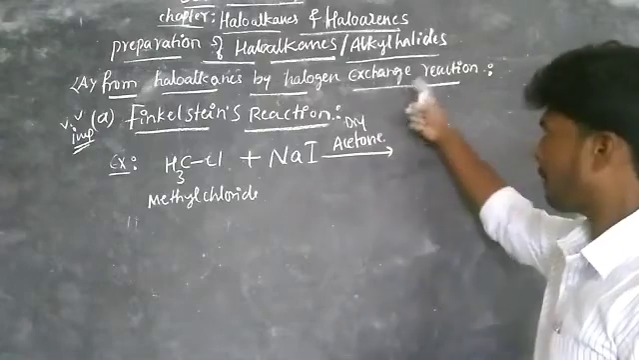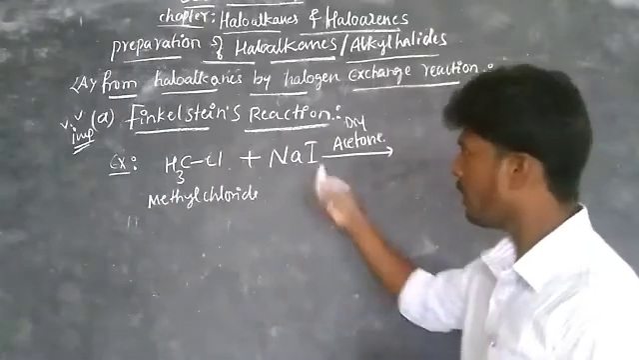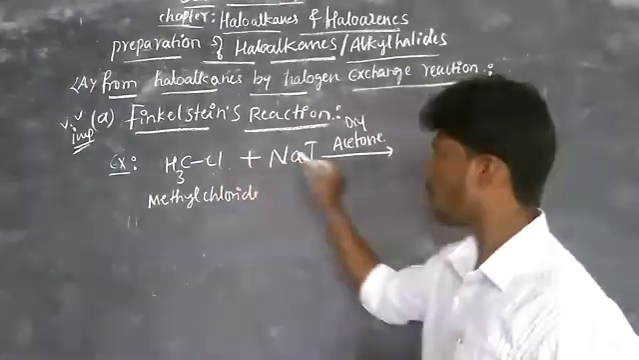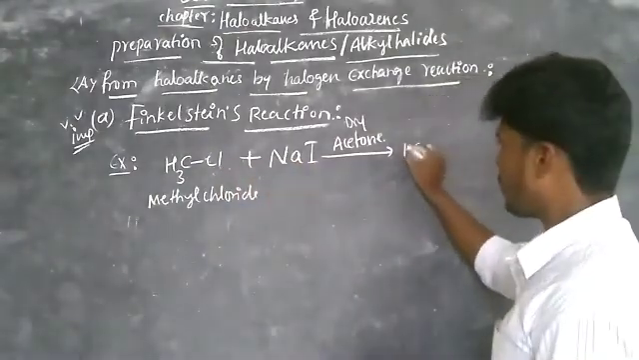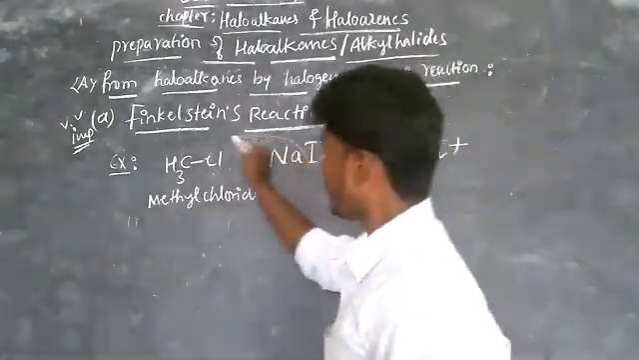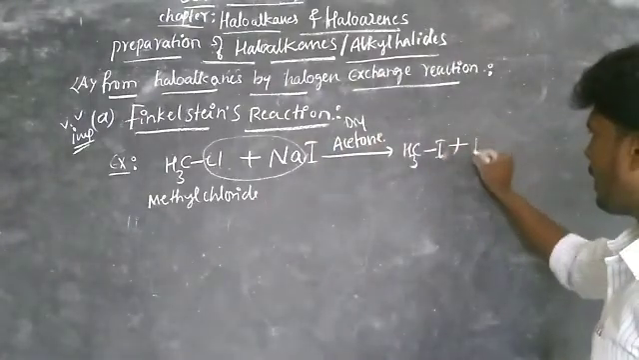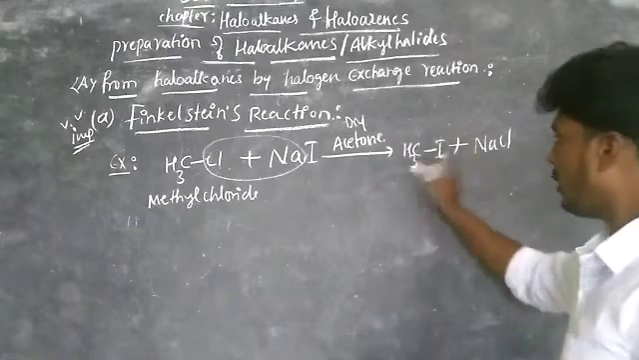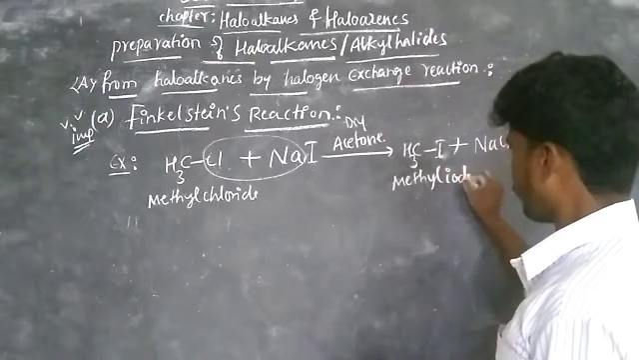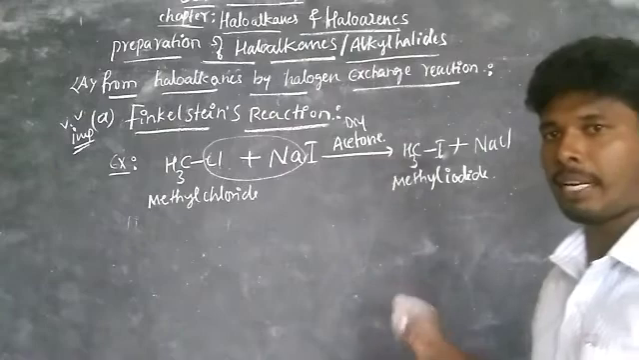Halogen exchange takes place. Observe, chlorine is one halogen and iodine is one more halogen. These two get replaced, means exchanged. Iodine goes to the chlorine's place and chlorine goes to the iodine's place. You get CH3-I plus NaCl. So what you get? Methyl iodide. So this is called the Finkelstein reaction, very important.